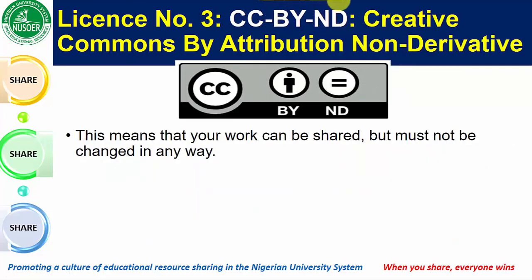The third one is CC by ND. I told you that ND is non-derivative. You can't change this thing. You can't change what I have. You attribute it to me, but just don't change anything anyway. So if you have any material, any book, any video, any lecture note, any conference paper that you want to get a license for, if you want nobody to modify it, this is the license you should seek. Your work can be shared, but must not be changed in any way. That's what non-derivative means.